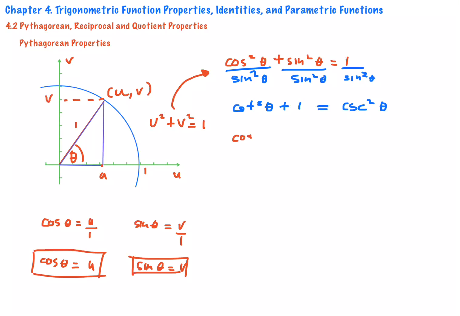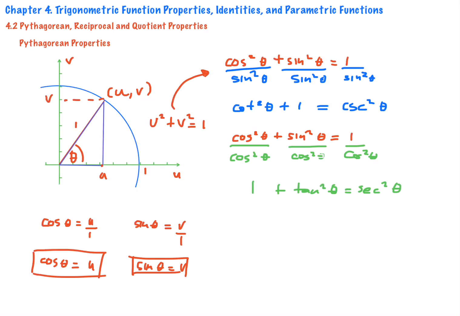On the other hand, if I have cos square theta plus sin square theta equal to 1, and I decided to divide it by cos square theta on both sides, then I will have, for the first term, 1 plus tangent square theta equal with secant square theta. So we have 3 Pythagorean properties.